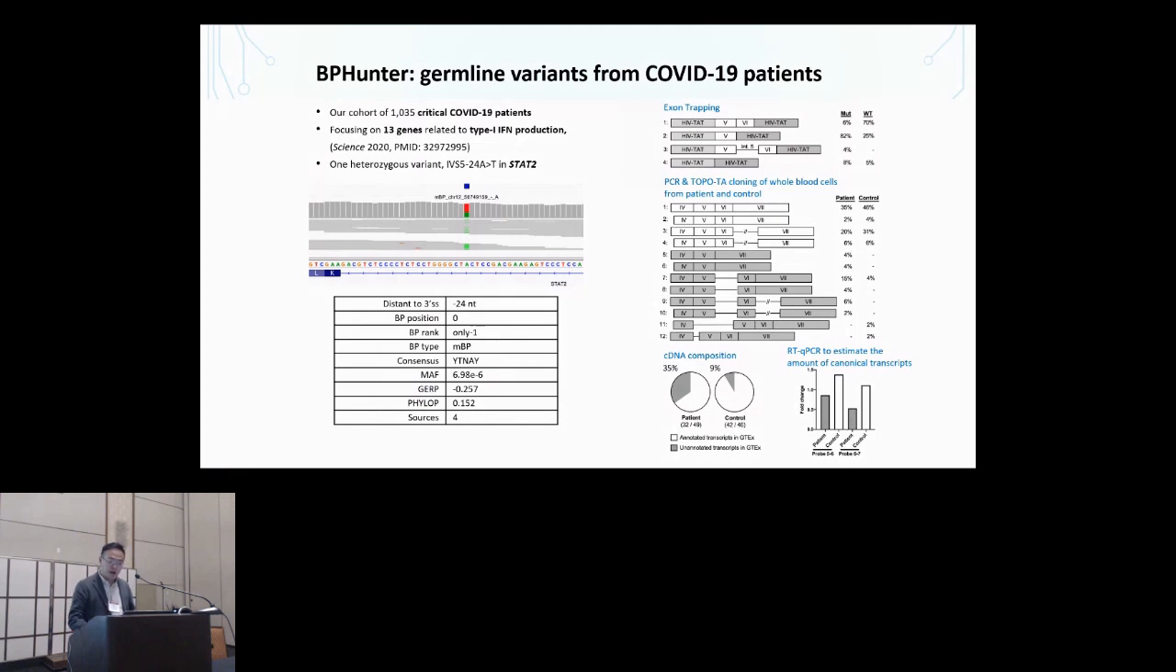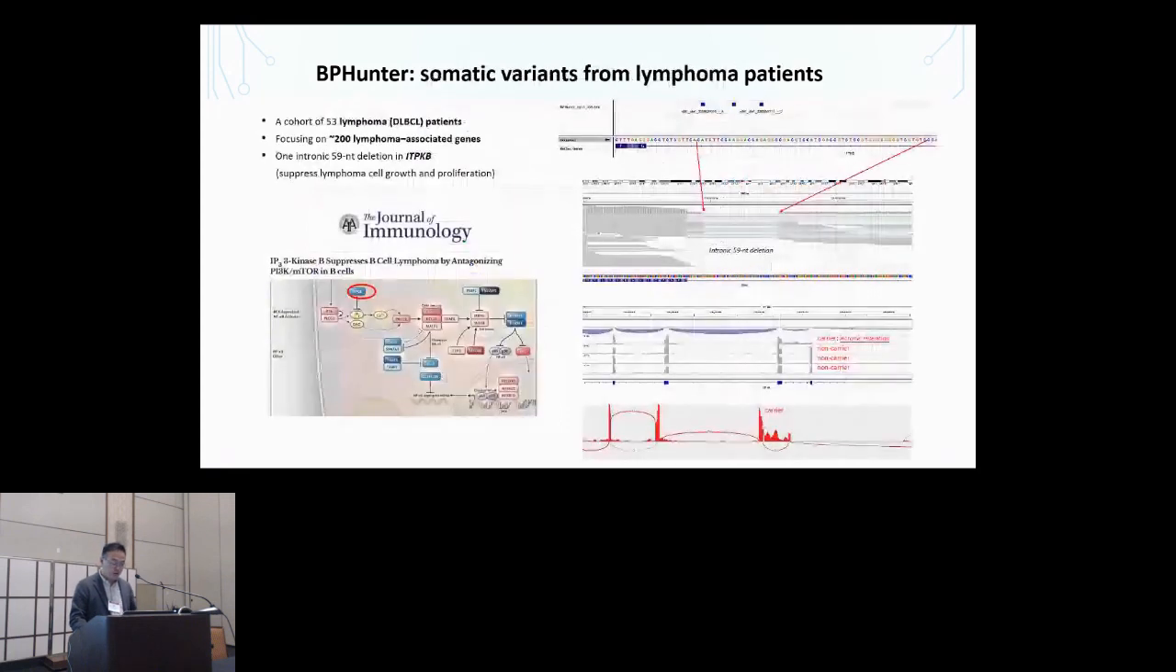And we did the experimental validation. We see a lot of mis-spliced product. This is from a germline mutation. And we also did something on somatic mutation. We collaborated with a lab. So this is another intronic deletion that removed all 3 BP potential sites, so it leads to intron retention.